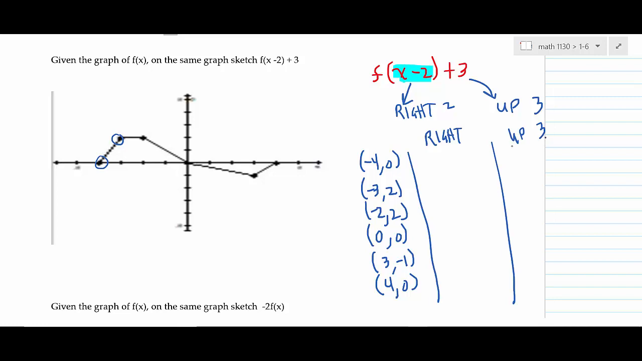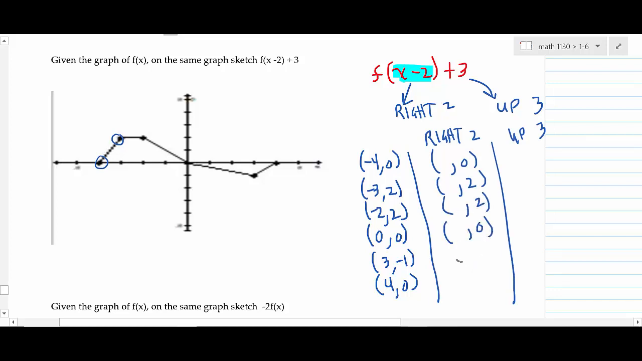So when you move everything to the right 2, the y values stay the same. So I'm just going to put those values like that. Let's just leave the y values as they are. And then we're just going to take all of those x values and make them get bigger by 2. So take all of those x values and add 2 to them. Make them go to the right 2. And you can do that in your head. So this would be -2. -3 plus 2 is -1. -2 plus 2 is 0. 0 plus 2 is 2. 3 plus 2 is 5. 4 plus 2 is 6, like that.